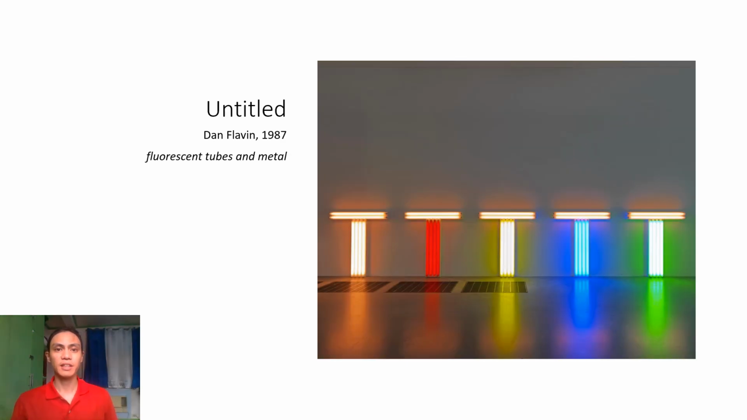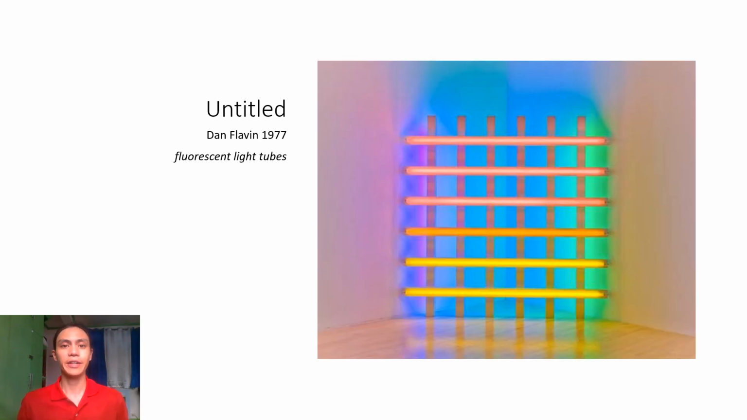This 1987 untitled work, with fluorescent tubes and metal, shows his signature use of light in the industrial materials. Created in tribute to his friend, fellow minimalist Donald Judd, whom we've just mentioned, it embodies their shared focus on space, light, and materiality. Another untitled piece in 1977 further explores Flavin's innovative use of light. This arrangement of fluorescent light tubes in a grid pattern creates a visually engaging interaction of colors and shadows.